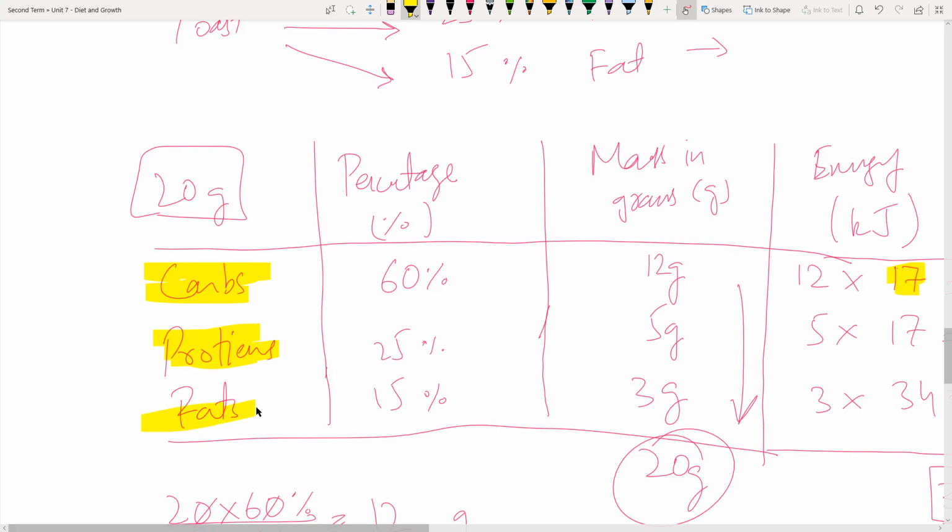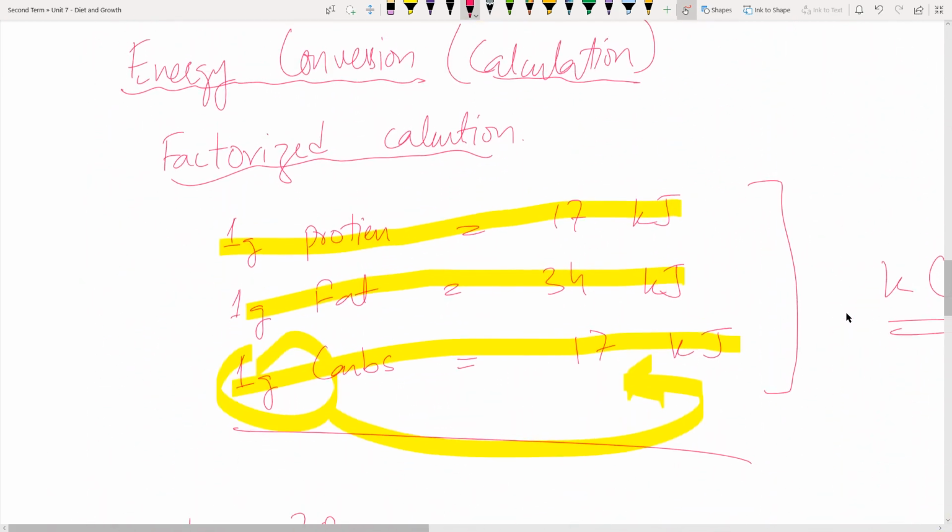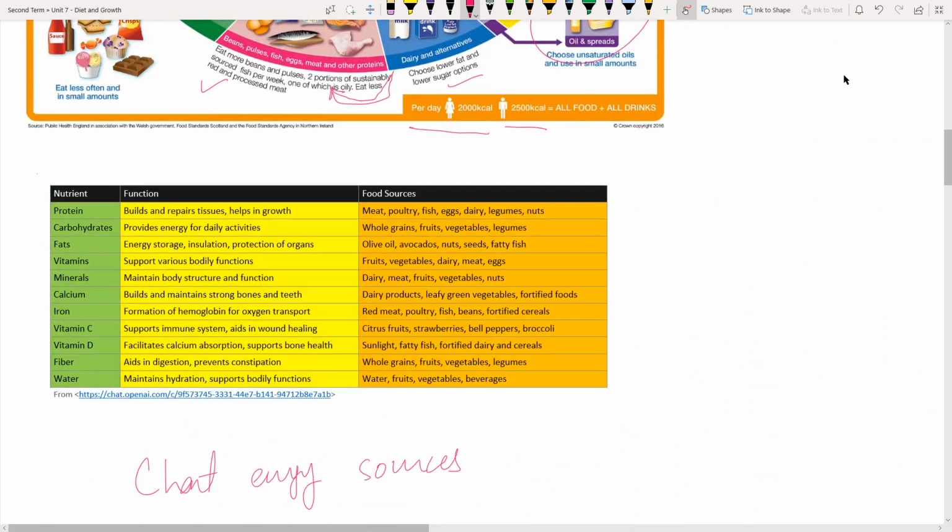So whatever the grammage you have in a specific food, you just need to multiply it with the factor to get the energy, right? You can see the carbs and the proteins are generating the same amount of energy. It's just the fat which is generating twice as much, right? We just saw that in the previous slide as well, that this is how the calculations work.